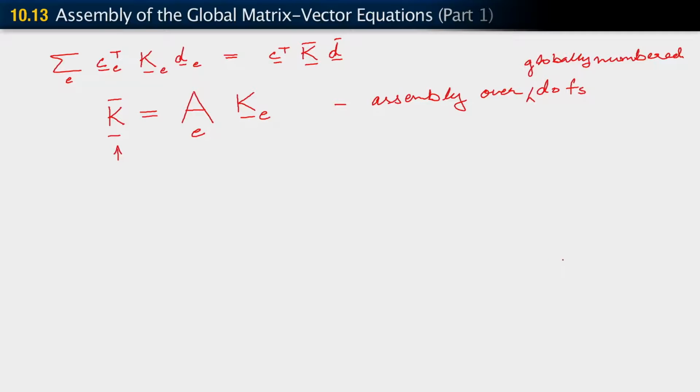Okay, and when we do this, we get that K-bar has dimensions of number of nodes in the problem times NSD minus ND, times number of nodes in the problem times NSD.